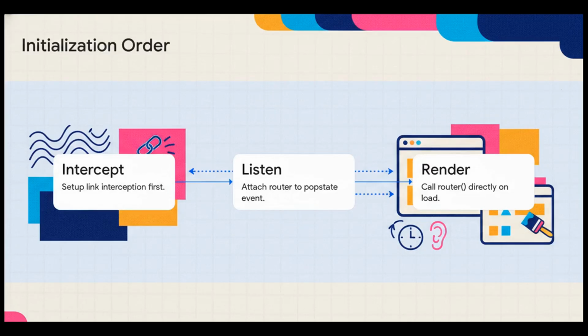So to pull this whole shebang together, initialization order matters immensely. When your SPA boots up, you want to follow this exact sequence. First, set up your link interception so any future clicks are instantly captured. Second, attach your router function to the popstate event so that native browser navigation is fully covered. And third, call your router function directly to read the current URL and paint the initial view. Nailing this sequence guarantees a flawless boot up every single time.